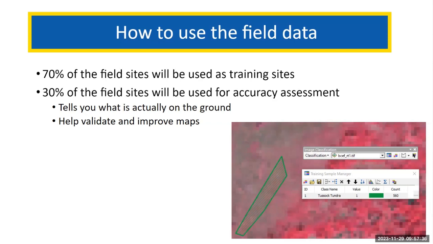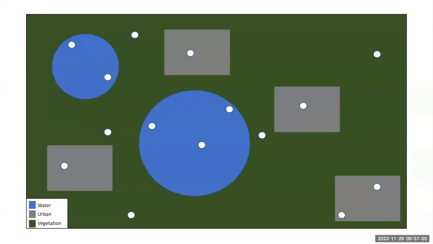Okay. Now, once you have your classified product, we want to use the 30% of the data that we didn't use for training to assess how good our classification product is. So again, we're looking at the schematic that we used last time with 3 classes: water, urban, and vegetation. The white dots represent the distribution of our field points. For those field points, we know what exists on the ground because we actually collected those points, right?